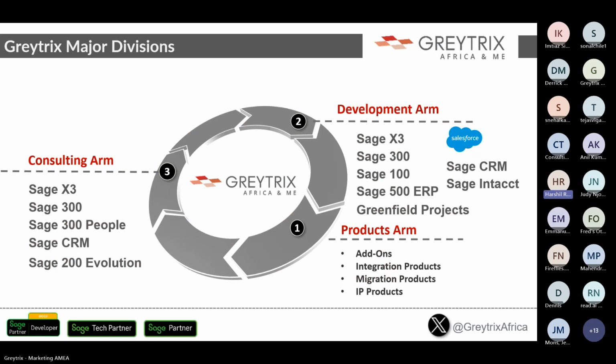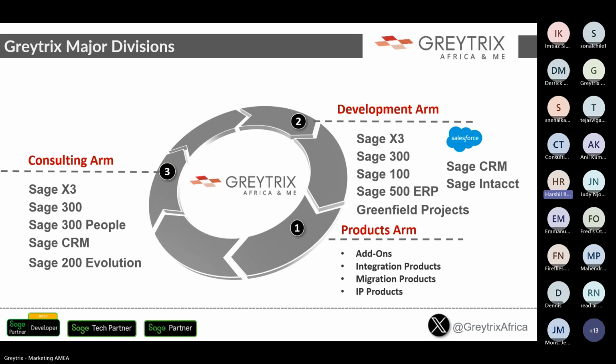Now, Greytrix, as I mentioned, is a group of companies. We have three major divisions within the group. First, the one that takes care of all the add-on products on the Sage product line. We take care of integration and migration products as well, and IP products. For integration and migration, we have our trademark product called GUMU, Greytrix Universal Migration Utility.